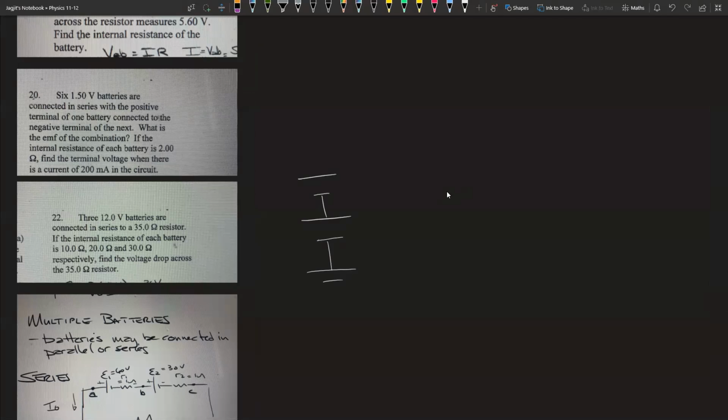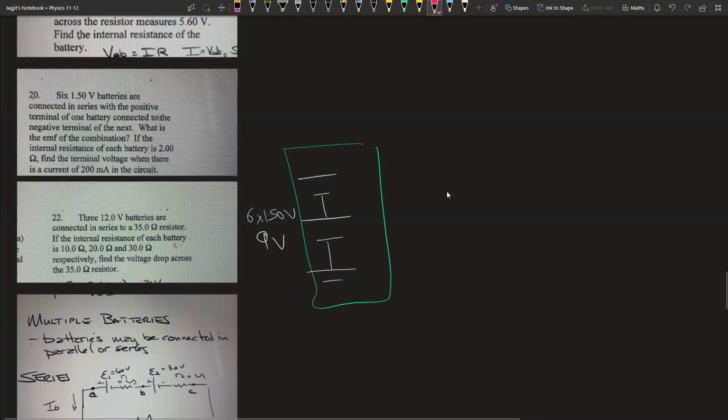Now imagine you did that 6 times. So what's this total voltage going to be? This total voltage is going to be 6 times 1.50 volts. Okay, now what's 6 times 1.50? That is 9 volts. Does that make sense? So the first question says, what is the EMF of the combination? If you combine 6 batteries, the EMF is 9 volts, okay, because they're all connected. Now they're saying there's the internal resistance of each battery. It's 2 ohms.